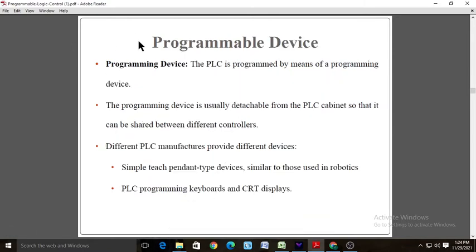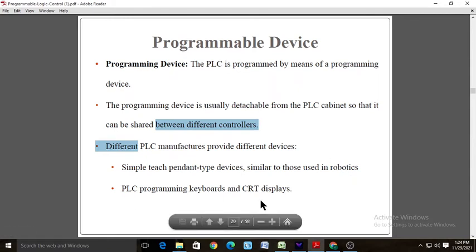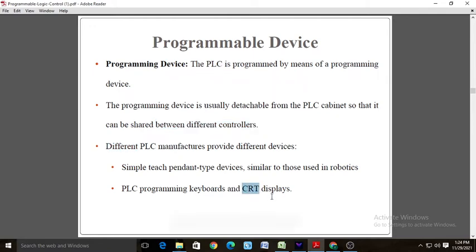Okay, so this is the programmable device. The PLC is programmed by means of a programmable device. The programmable device is usually detached from the PLC cabinet so that it can be shared between different controllers. Different PLC manufacturers provide different devices: simple tech pendant type devices similar to those used in robotics, PLC programming keyboards and CRT. This is a cathode ray tube display. This is also part of the programmable device which is used with the PLC.